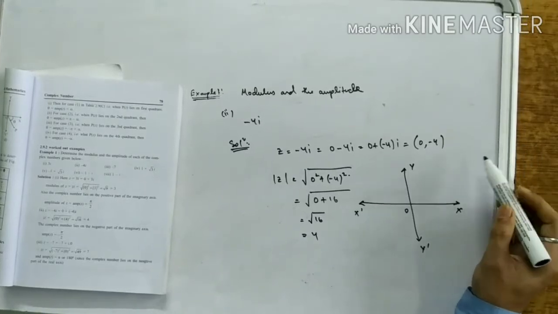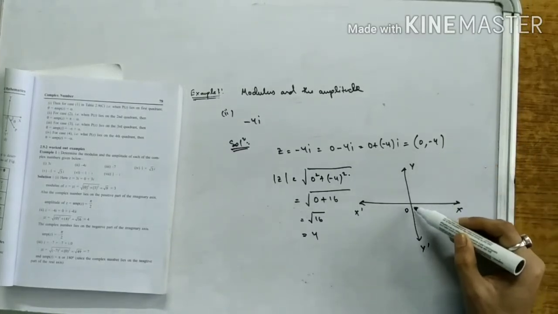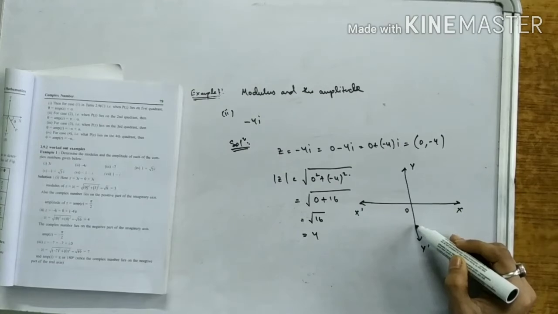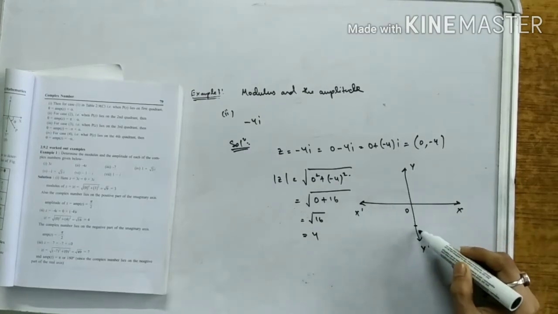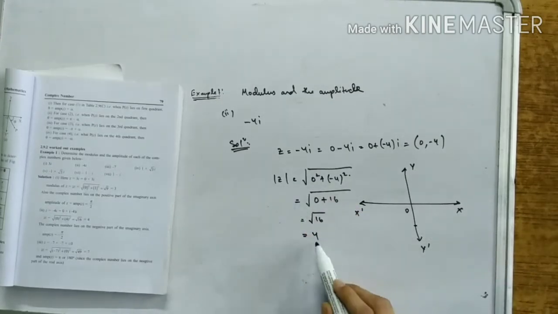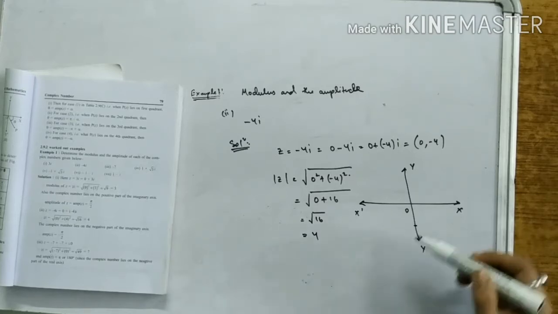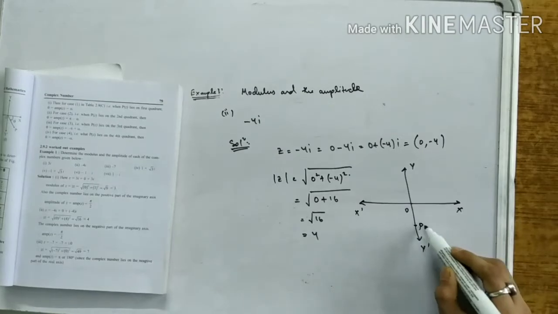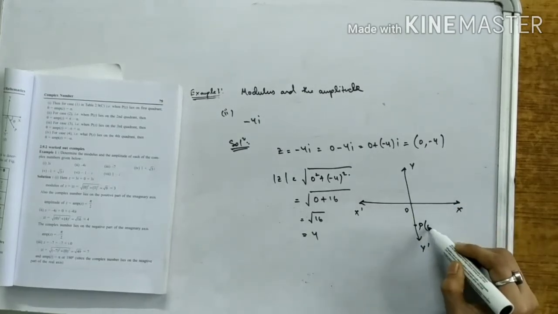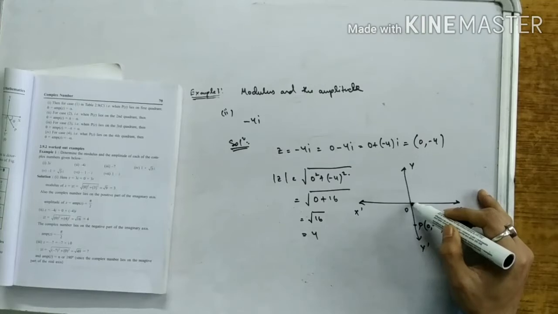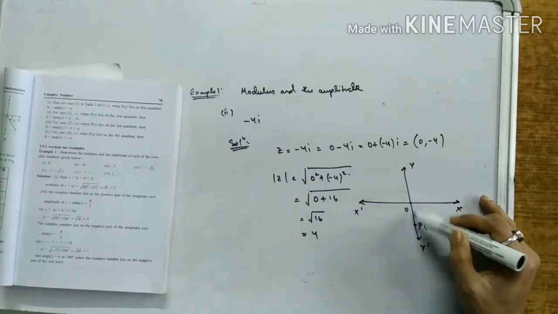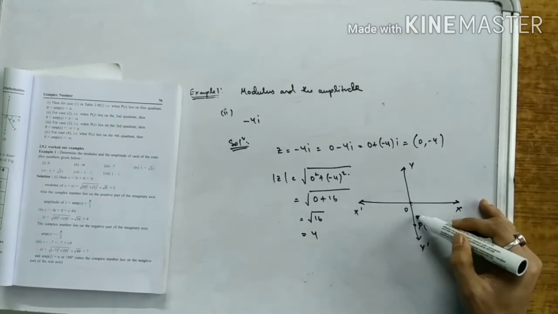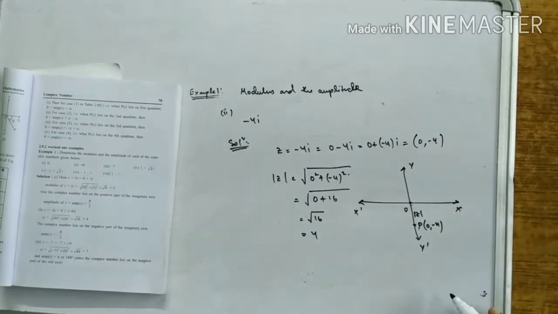So this point, where will it lie? This point lies on the negative part, 0 comma minus 4. It lies on the negative part of the imaginary axis. Understand? And the amplitude of z is 4. That means it is the distance from the origin to the point. Distance of the origin from this point, this distance OP, is our modulus z.